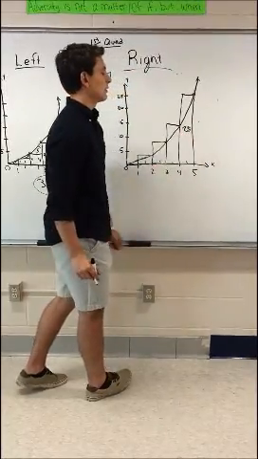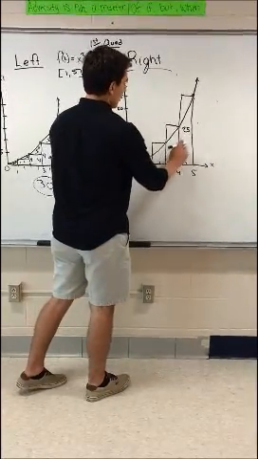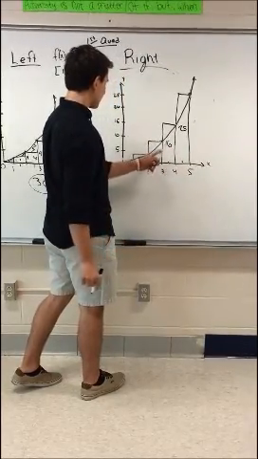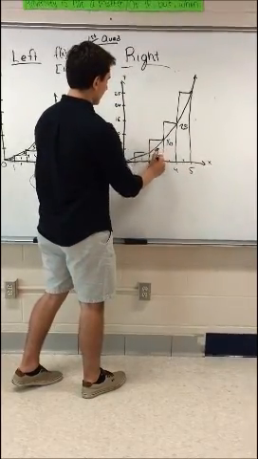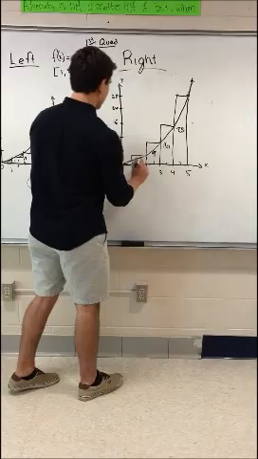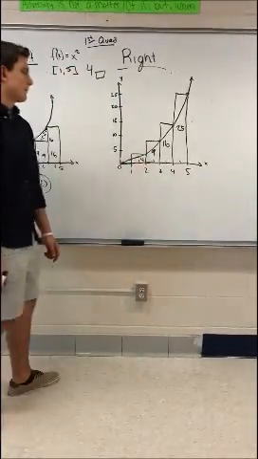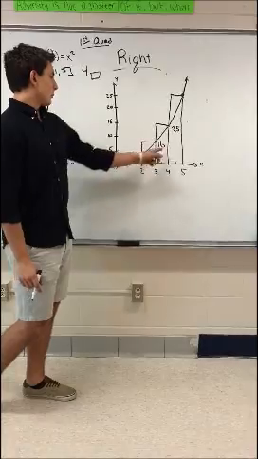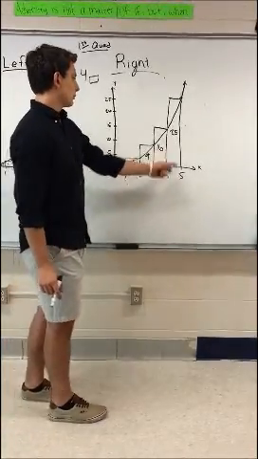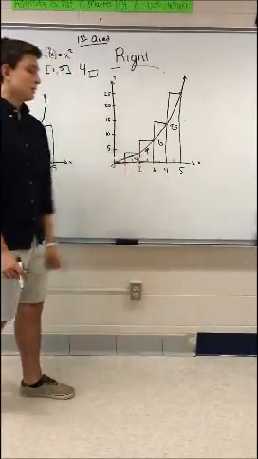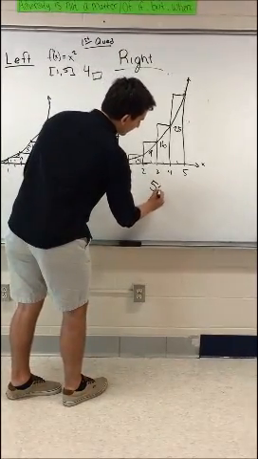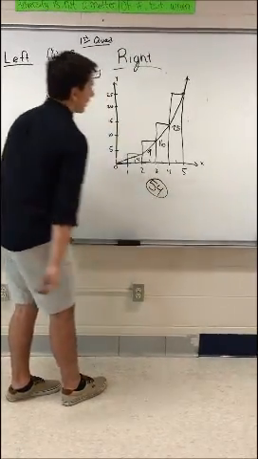So 1 times 25 is 25. 1 times 16 over here is an area of 16. 1 times 9 is an area of 9. And 1 times 4 is an area of 4. So then all you have to do at the end is add all these up. 4 plus 16 is 20, plus 25 is 45, plus 9 is 54. So the area using a right Riemann sum is 54.